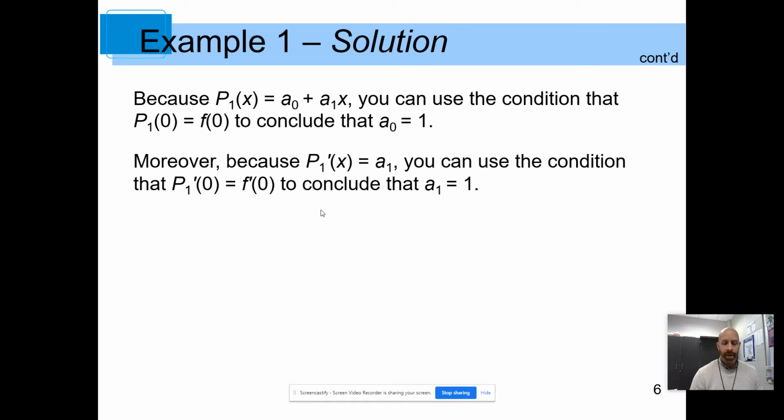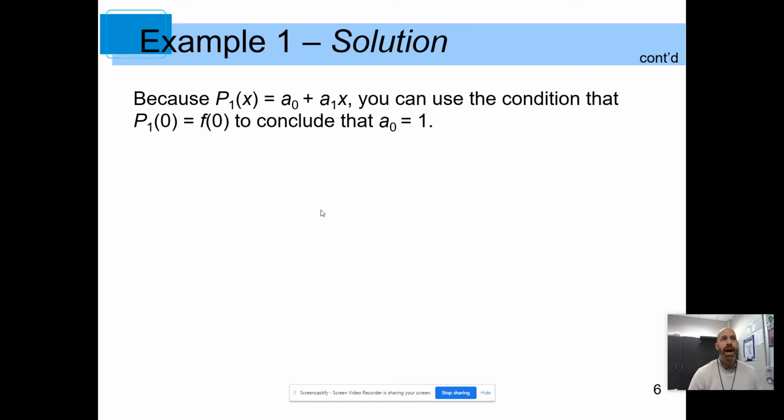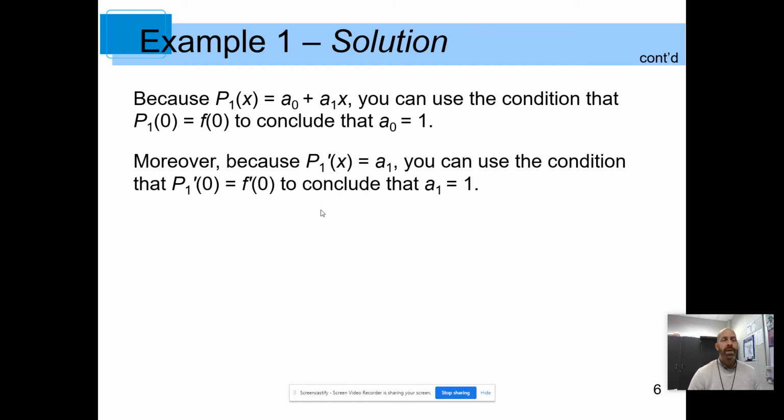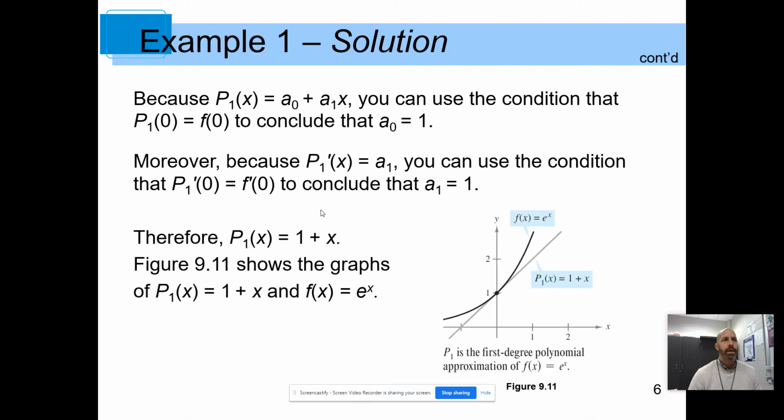Again, let me go back to that last piece. If you plugged a 0 in for x, the a sub 1 x term would be just 0, and therefore a sub 0 has to be 1. Moreover, because p sub 1 prime is equal to a sub 1, we can use the initial condition that p sub 1 prime of 0 equals f prime of 0. We can conclude that a sub 1 is also 1. Therefore, p sub 1 of x is equal to 1 plus x.